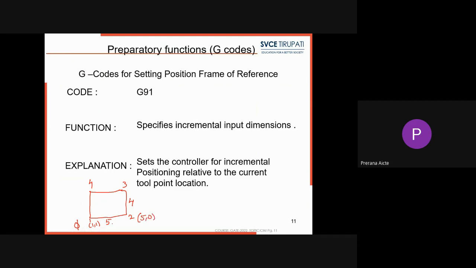That means in the x-axis it has to move by 5. Then the third point should be 0, 4. That means in the y-axis it has to move by 4. Then the fourth coordinate: leftwards it is moving. If you take the axes, this one is the positive x-axis, this one is the positive y-axis, this one is the negative x-axis, and this one is the negative y-axis. So if it is moving in this leftward direction, it should be minus 5 comma 0. Then the final point we have to write as 0 comma minus 4. This is incremental. So in almost all CNC programming, we have to use the incremental coordinate system only.